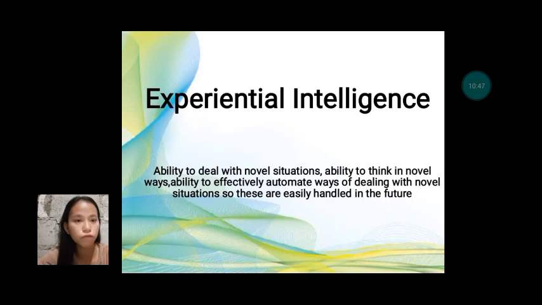So, let's move on to experiential intelligence: the ability to deal with novel situations, the ability to think in novel ways, and the ability to effectively automate ways of dealing with novel situations, so these are easily handled in the future. Experiential intelligence is also referred to as creative intelligence. It involves a person's ability to apply their existing knowledge to new problems.